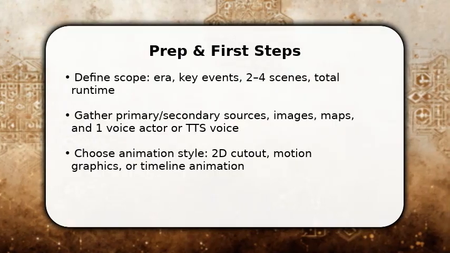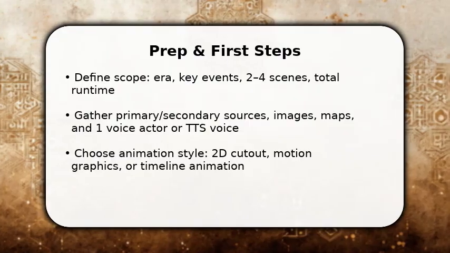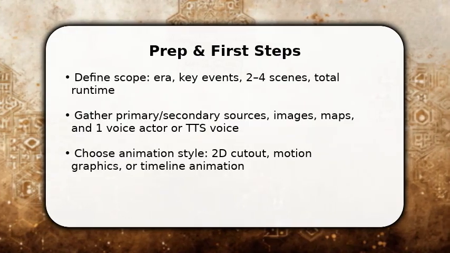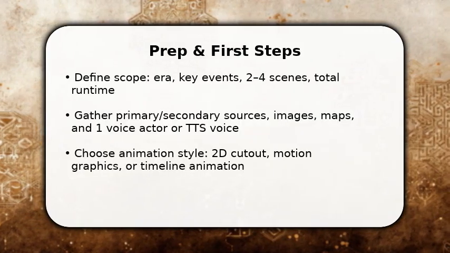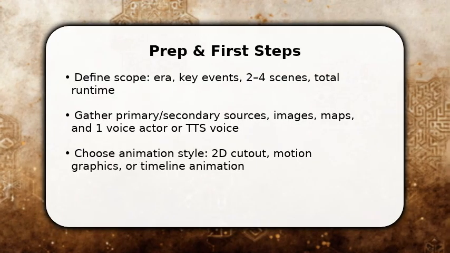You start by locking the scope. Pick the era, 4 pivotal scenes, and a target runtime so the story stays focused. Once chosen, collect reliable sources, reference images, and any archival maps to maintain accuracy.